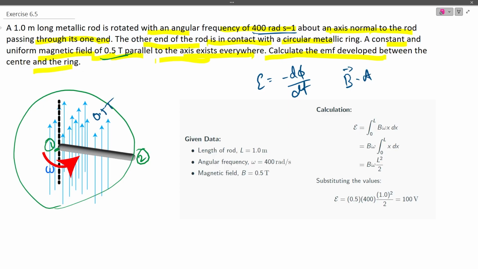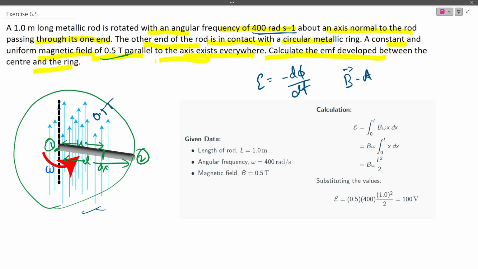In this present case, the rod sweeps out an area as it rotates, changing the magnetic flux through it. Now, for the sake of this question, we will consider a rod of length L. We haven't been given the measurement of this length, that is 1 meter. So let us assume that this is the length of the rod, L, and there is a small element of length dx at a distance x from the axis of rotation.